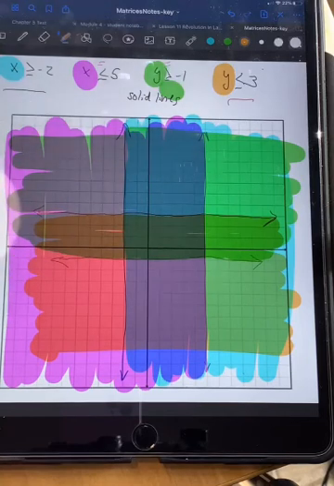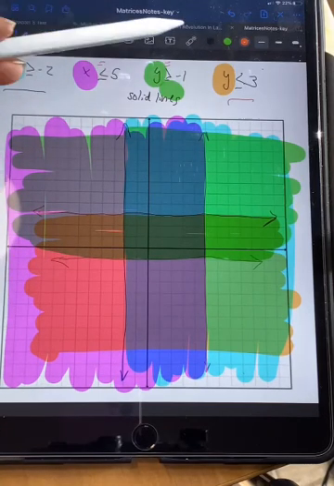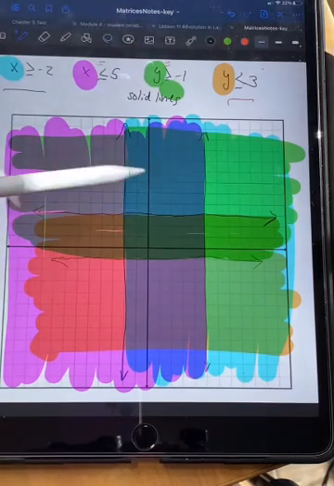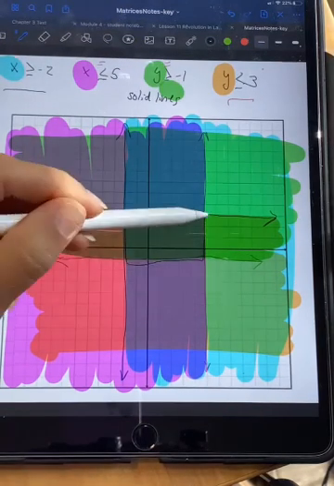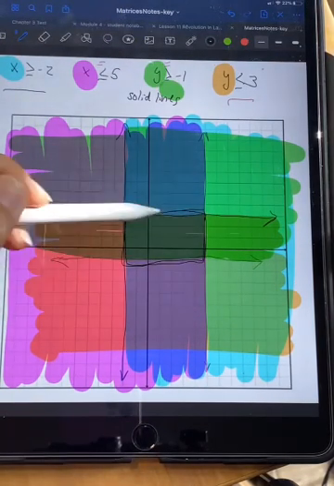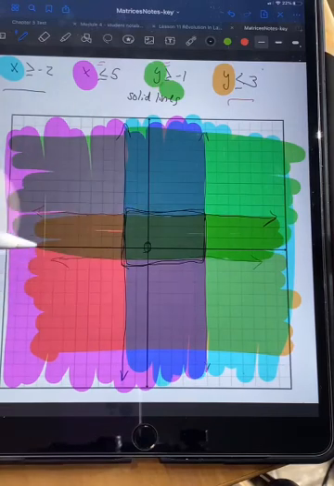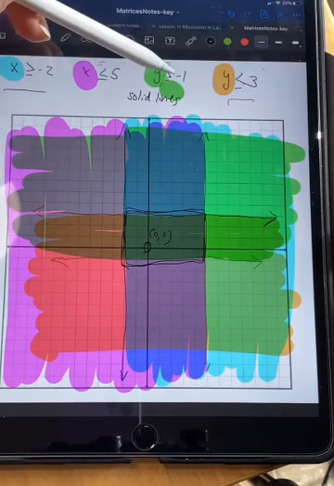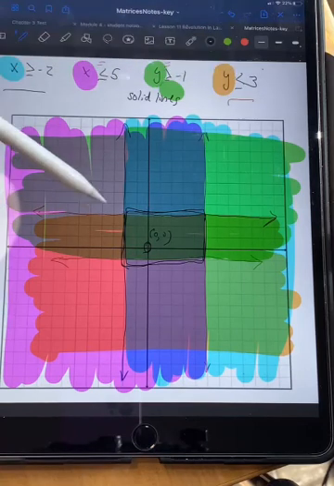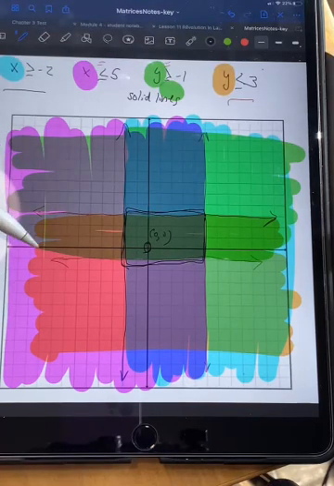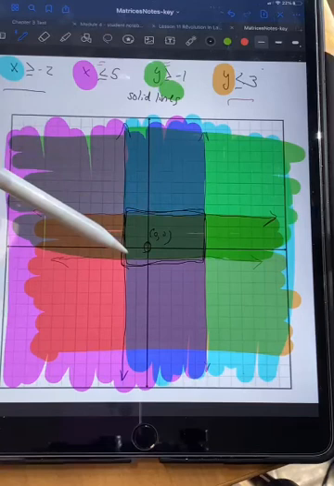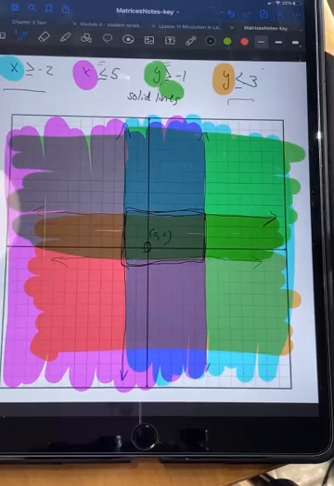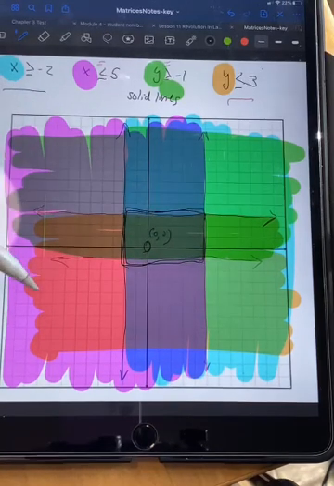So now that I know that I shaded all of my ones correctly, what spot has all 4 of the colors? Well, the rectangle here does. It has all 4 of the colors. That means that 0, 0 here should be a solution to all 4. And we had checked that 0 is greater than negative 2, 0 is less than 5, 0 is greater than negative 1, and 0 is less than 3. So 0, 0 is a solution for all 4. 0, 0 should be included in the solution set where all 4 have shaded together.